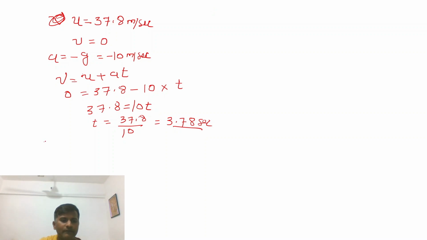I got the velocity. Here the velocity was what? 37.8 meter per second, the initial velocity. This velocity is the initial velocity for bounce 2, and time t2 is equal to what? How many seconds? 3 point, you can say 8 seconds. 3.8 seconds.